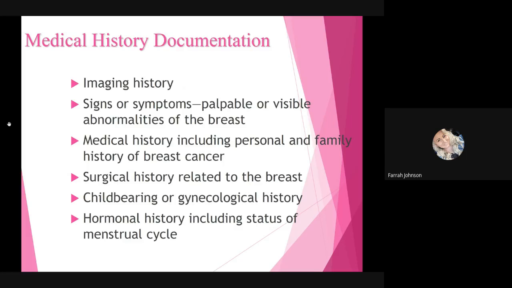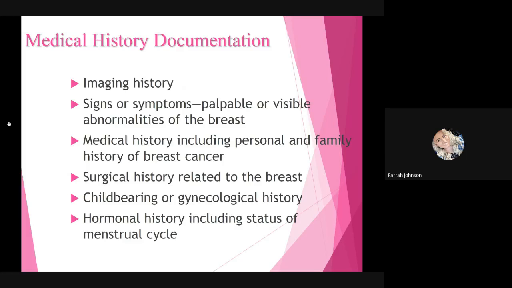You also want to document any signs or symptoms, including palpable or visible abnormalities of the breast that you can identify. The medical history should include personal and family history of breast cancer. Specifically on the mother side of the family is the most important. You also want to know the surgical history related to the breast. So, have they ever had a mastectomy, lumpectomy? Have they had a pacemaker, anything like that?